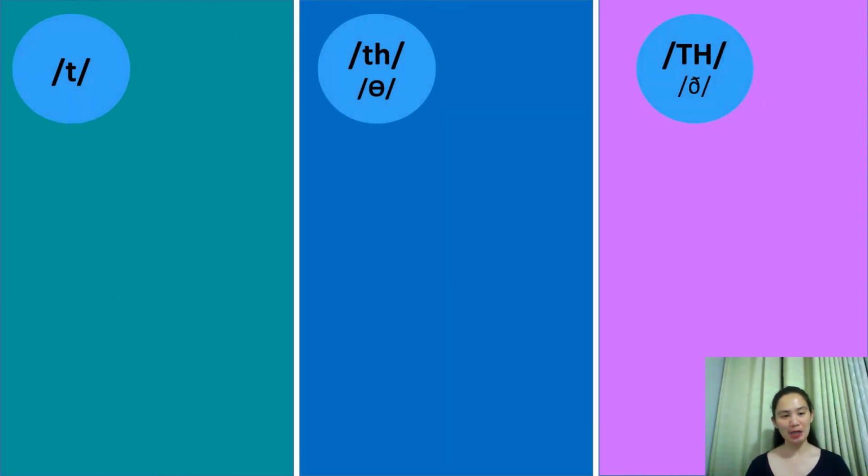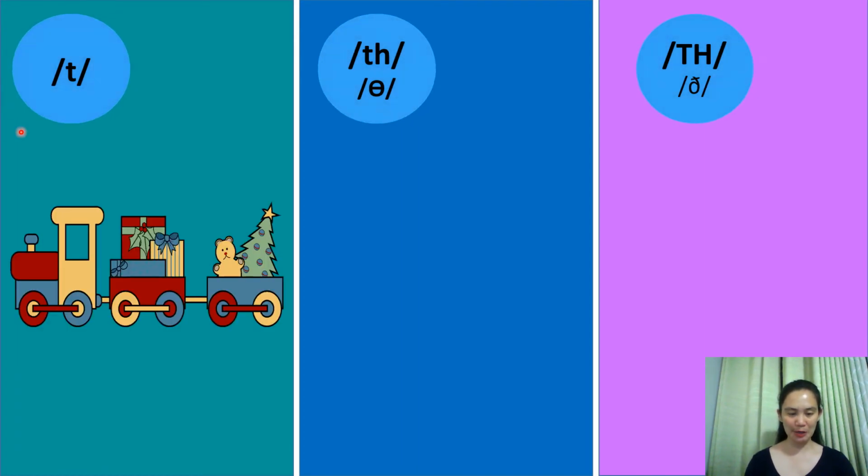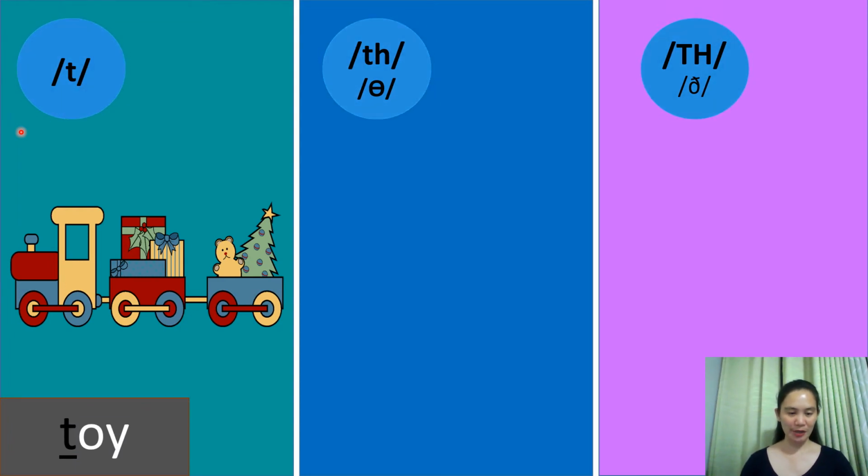Let's proceed to the next pronunciation symbols for consonants. So we have the symbol of T, symbol of F, and symbol of V. For the T sound, we have the word that starts with the letter T. We have the word toy. The same sound can be heard in words like train, toast, and tick.